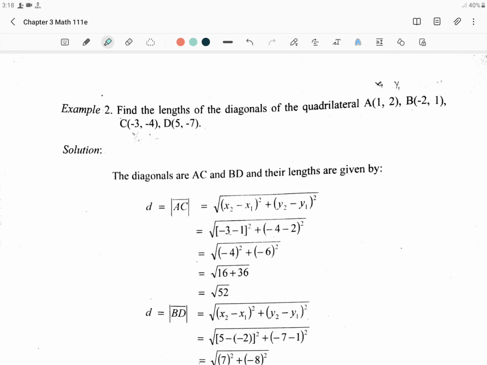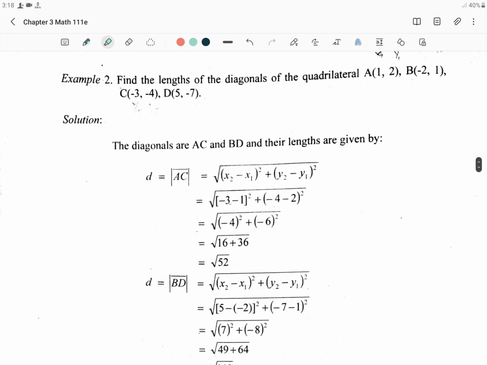So, if we try to identify the diagonal, say for example, rectangle, meron tayong rectangle dito. This is our quadrilateral, okay? Yung hinahanap dyan is yung find the lengths of the diagonals of the quadrilateral. Okay? So, kung meron tayong A, B, C, D, saan ngayon yung lengths ng diagonals natin? AC. Dito at dito. Yan. B at D. Yan. Okay?